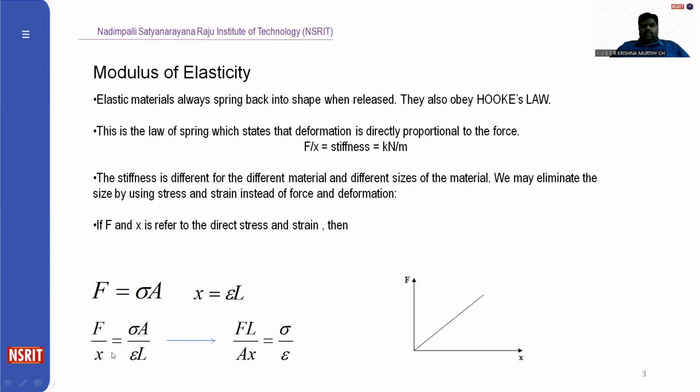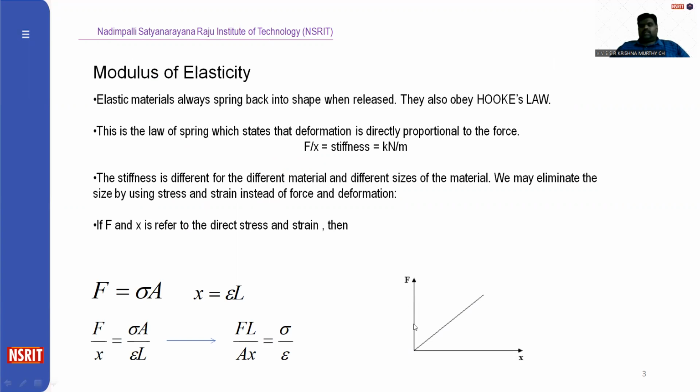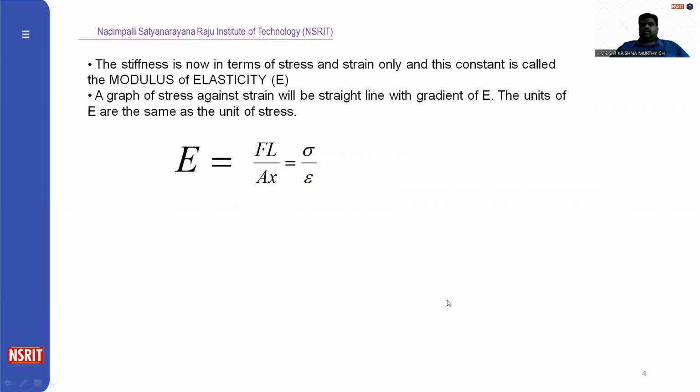So it is shortly written as FL by AX is equal to sigma by epsilon. This sigma by epsilon is nothing but stress by strain, and it is called the modulus of elasticity. Its units are Newton per meter square or Newton per mm square. If you draw the curve within the elastic limit, the stress against strain will be a straight line. Graphically, the force applied versus the strain will be a straight line. I hope everyone is clear.